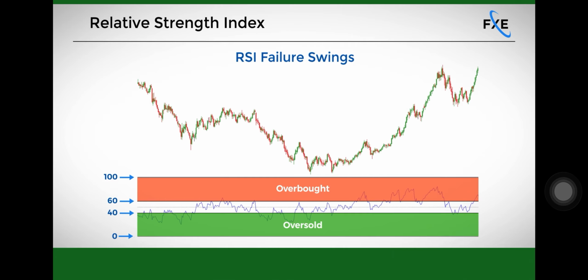A bearish failure swing forms when the RSI line moves above the overbought line, drops back through it, only to retreat to around the same level, before making a new low. You can see in the example on the screen, highlighted by the blue box, that price has sold off aggressively once this failure swing was confirmed.